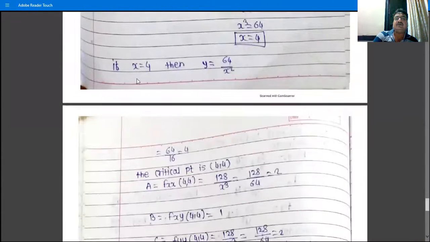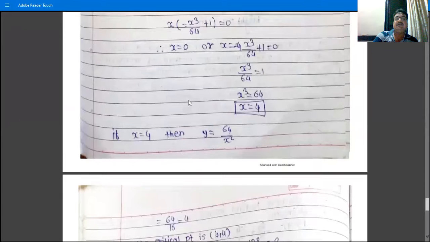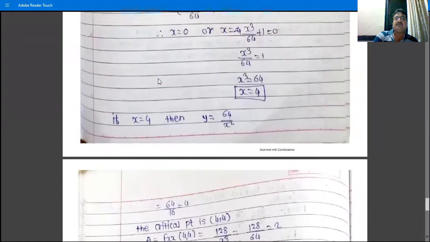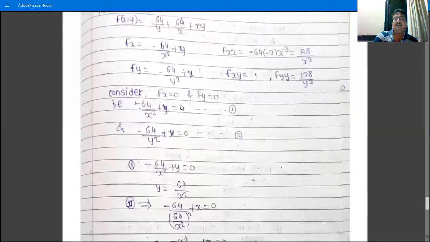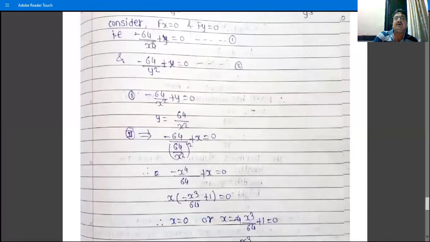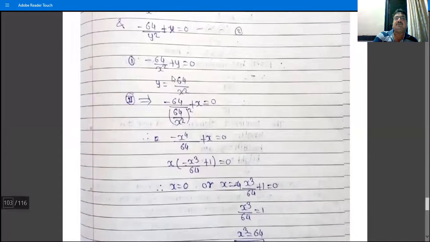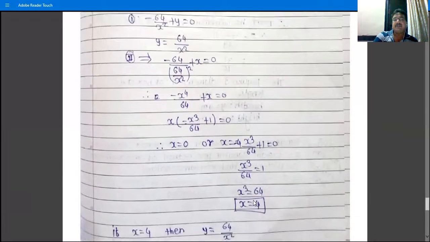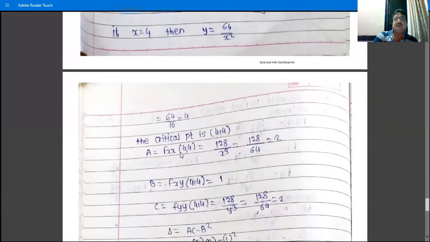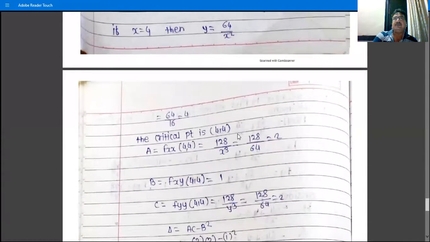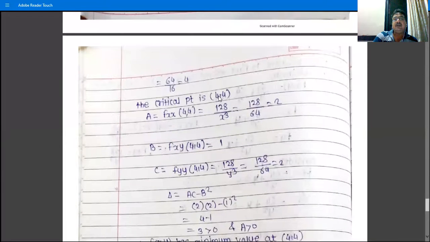So x is equal to 4 is the value of x. If you substitute x equal to 4, then use equation 1 or equation 2. Then y is 64 by x square from equation 1, 64 by 16, that is y is also 4. And so the critical point is (4, 4). Okay, and we have only one critical point.